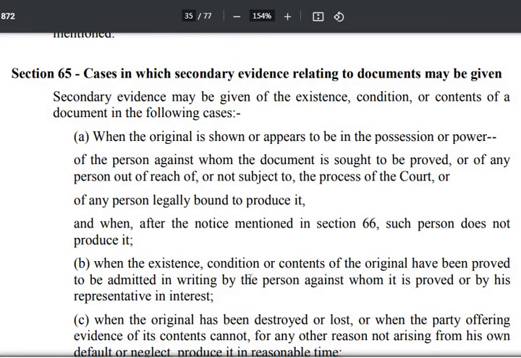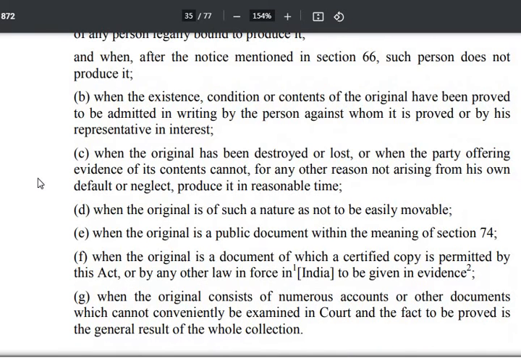When the existence, condition or contents of the original have been proved to be admitted in writing by the person against whom it is proved or by his representative in interest, so that document can be produced. Now see, when the original has been destroyed or lost, or when the party offering evidence of its contents cannot, for any other reason not arising from his own default or neglect, produce it in reasonable time.